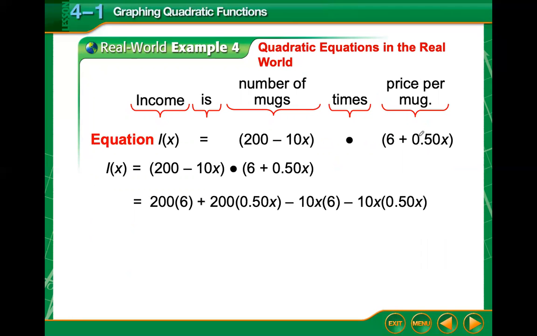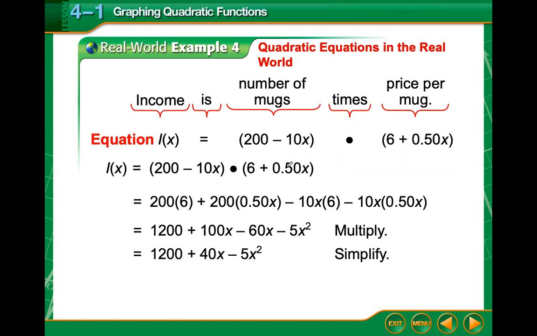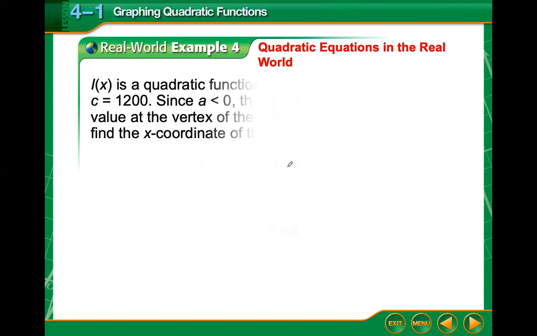We're going to go ahead and distribute this. We're going to multiply the first term, 200 times 6, and then 200 times 0.5x, then negative 10x times 6 and negative 10x times 0.5x. And then we will simplify to get 1200 plus 40x minus 5x squared. Let's go ahead and rewrite this in standard form: negative 5x squared plus 40x plus 1200.